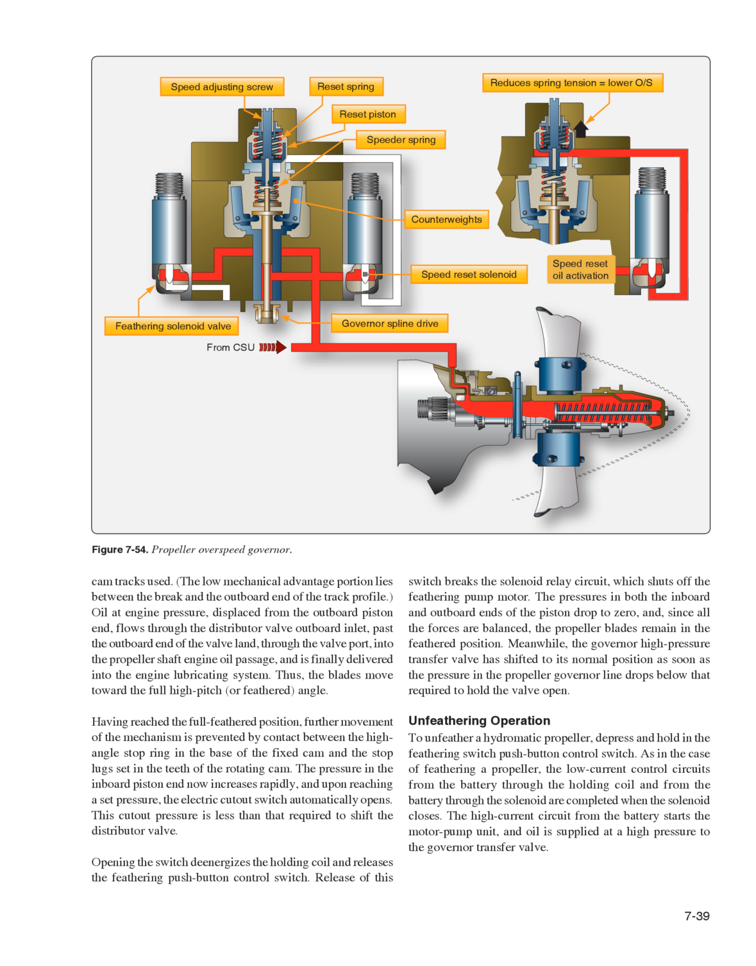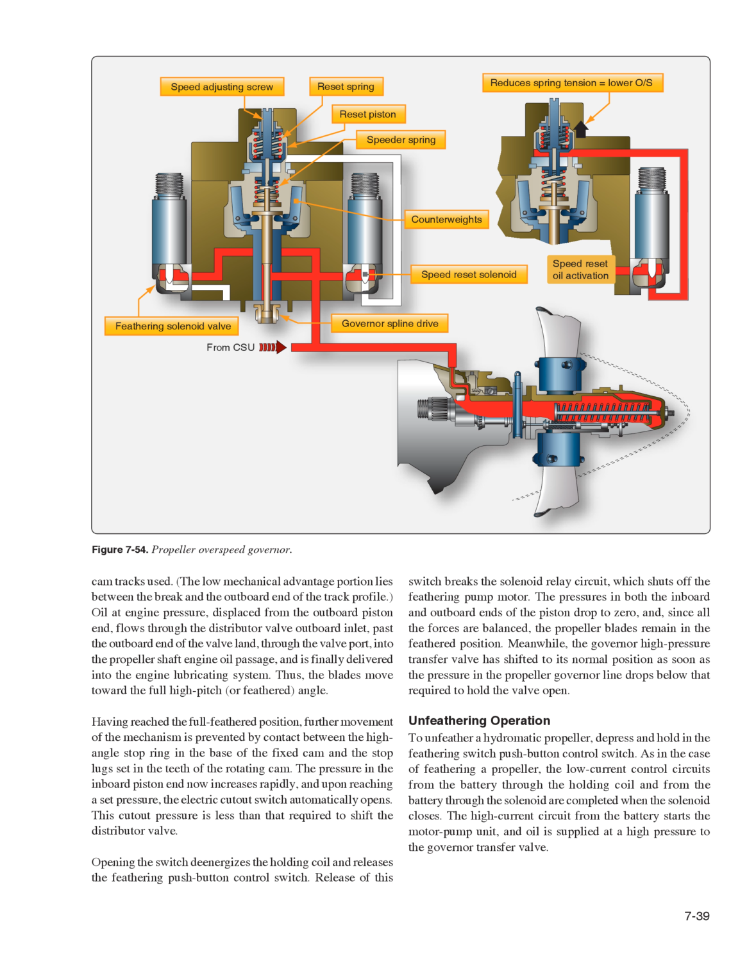Opening the switch de-energizes the holding coil and releases the feathering push-button control switch. Release of this switch breaks the solenoid relay circuit, which shuts off the feathering pump motor. The pressures in both the inboard and outboard ends of the piston drop to zero, and, since all the forces are balanced, the propeller blades remain in the feathered position. Meanwhile, the governor high-pressure transfer valve has shifted to its normal position as soon as the pressure in the propeller governor line drops below that required to hold the valve open.